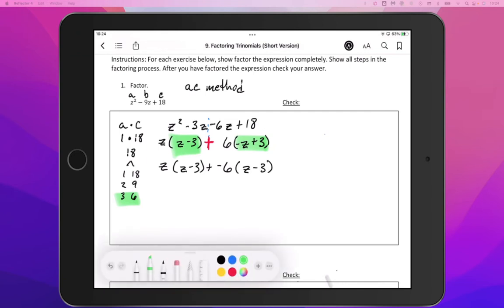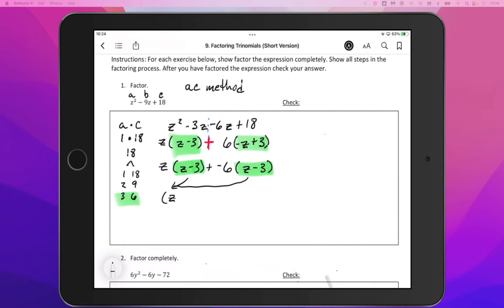So I like to highlight what I'm factoring out now. I have this on both sides, so I can factor it out. So I'll have a z minus 3 on the left, and on the right, I'll have a z plus a negative 6. Now, it's not okay for us to have that plus and minus next to each other, so we just have to clean that up. We've got z minus 3 times z plus a negative, which makes minus 6.